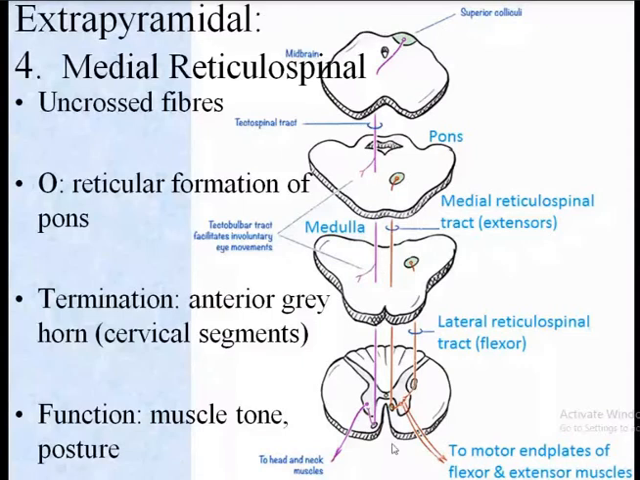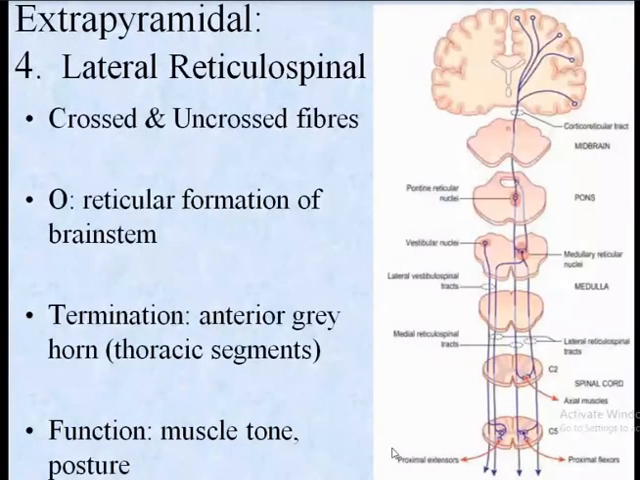The next is the lateral reticulospinal tract. It begins from the reticular formation of all three parts of the brainstem: the midbrain, the pons, and the medulla oblongata. Here the lateral reticulospinal tract is labeled, and it is showing fibers from the reticular formation of the medulla oblongata.